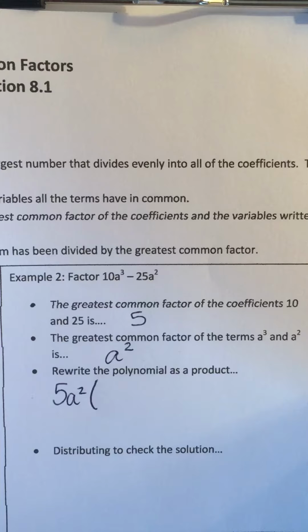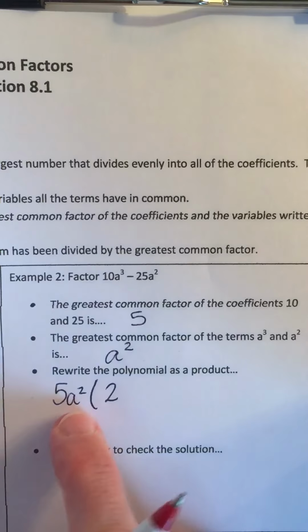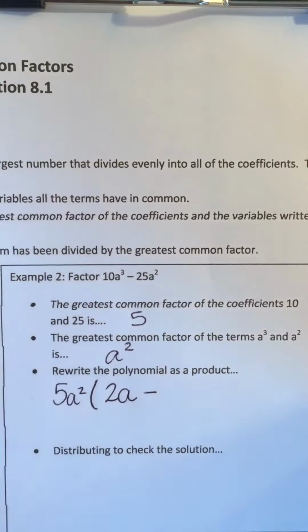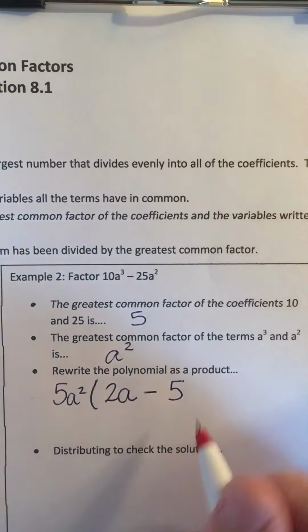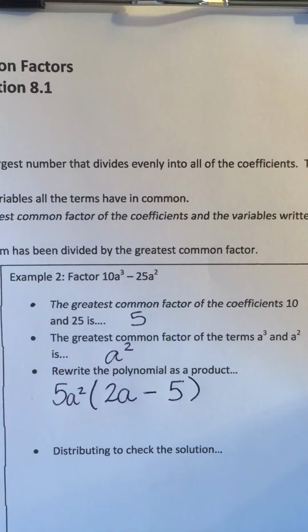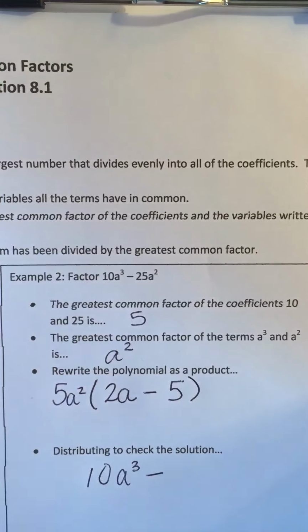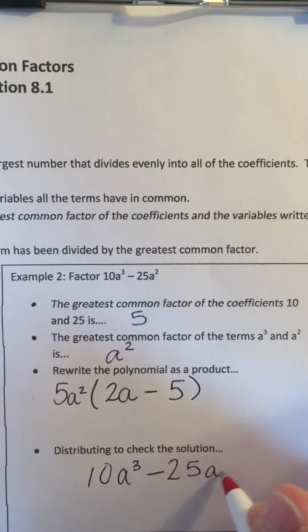5 times 2 is 10, so we need a 2 in there. We have 2 a's outside. We need one more a, minus 5 times 5 is going to give us 25, and we already have the a squared. If we distribute to check the solution, 5a squared times 2a is 10a to the third, minus 5 times 5 is 25a squared.